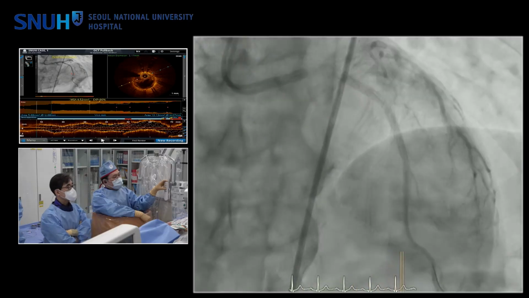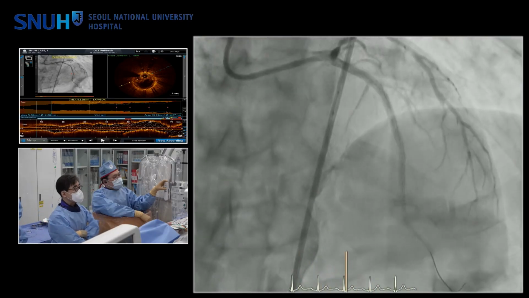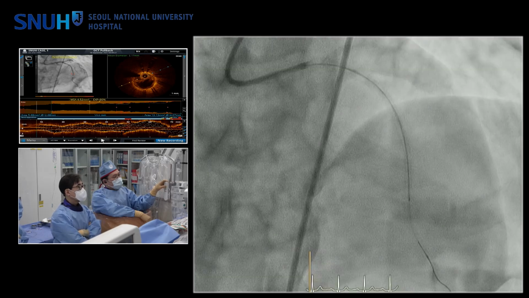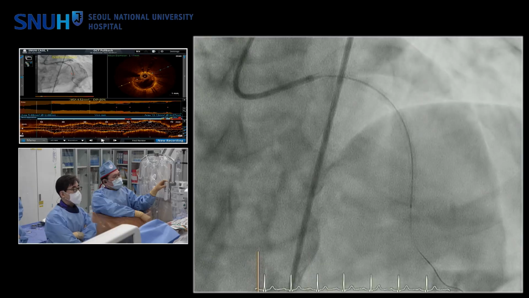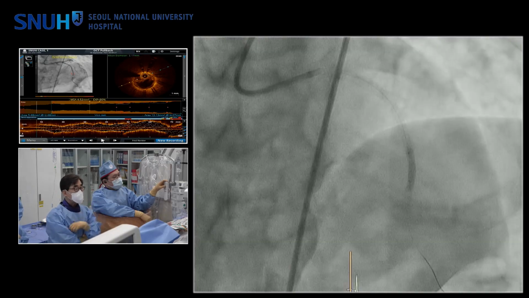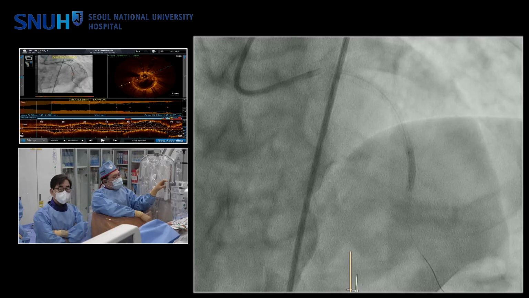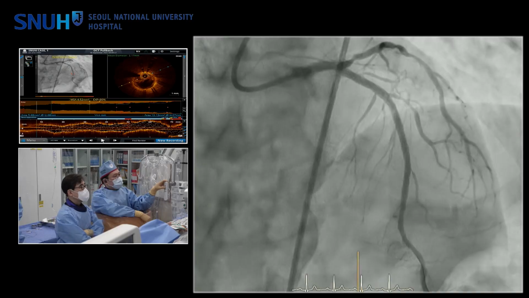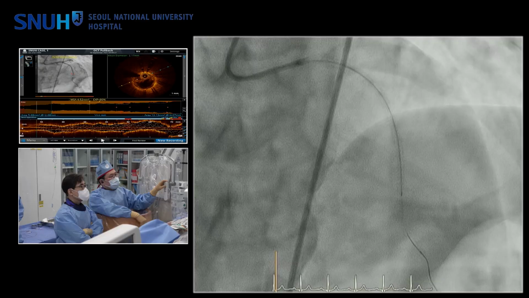Okay, this is the implantation of two stents and adjunctive ballooning. Then we did an OCT examination and found the stent was expanded but not satisfactory to our criteria. So we did an NC balloon up to 25. This is the final angio. Then we did OCT.